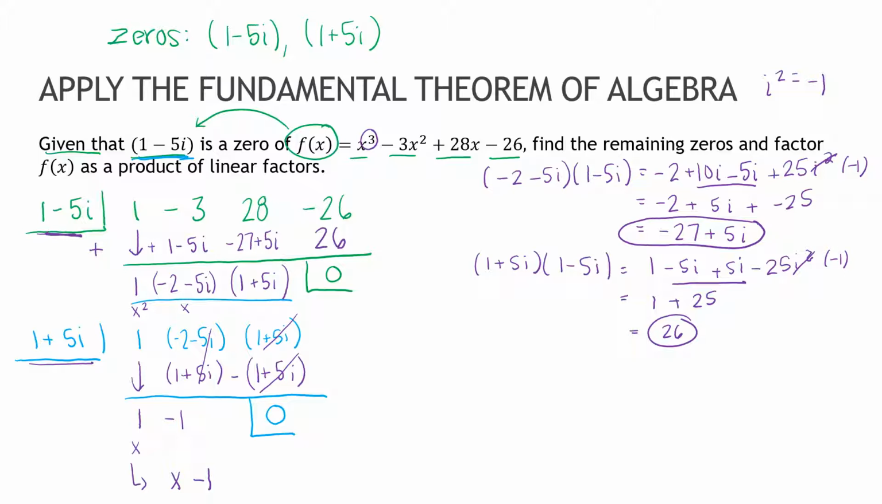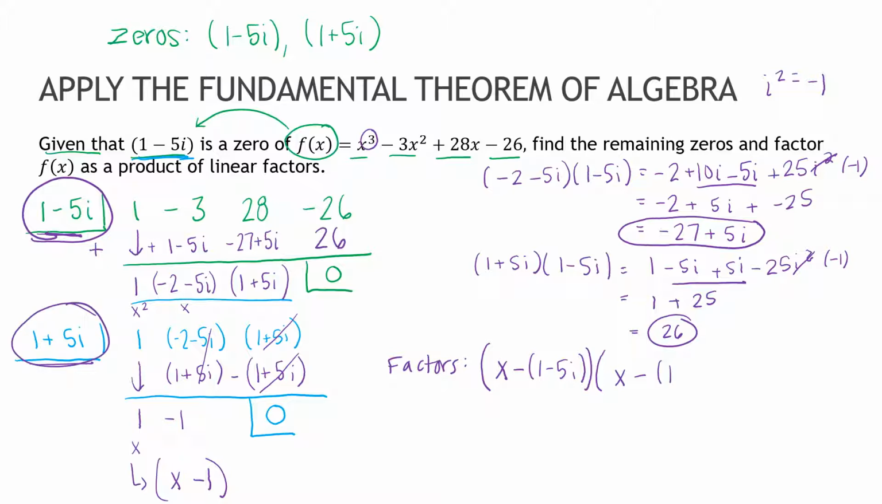So I'm looking for all of the factors and all of the zeros. Well, this is a factor, so my factors are x minus my first answer, which is 1 minus 5i, and don't feel like you have to make that better than that. That's my answer for my first factor. My second factor is x minus 1 plus 5i. Do make sure that it's in parentheses or it's wrong. And then this factor is left over, x minus 1.